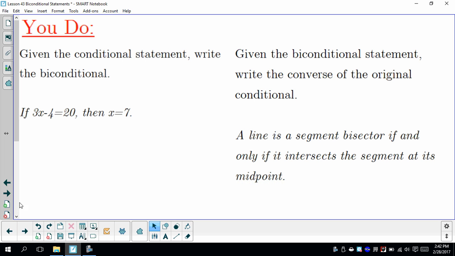So I've got two for you to do. I gave you a conditional, I want you to write the biconditional. And this one I gave you a biconditional and I want you to write the converse. So give those a try, make sure you submit them on the UDO form, and we'll chat about them in class.